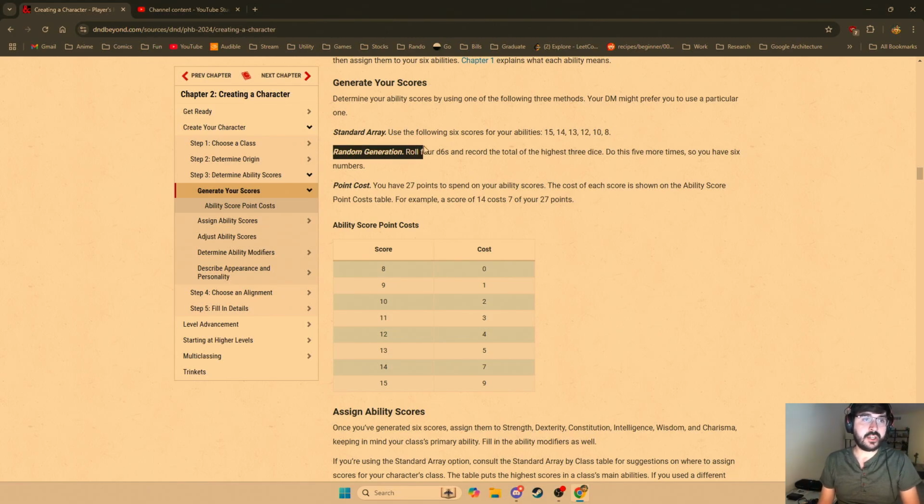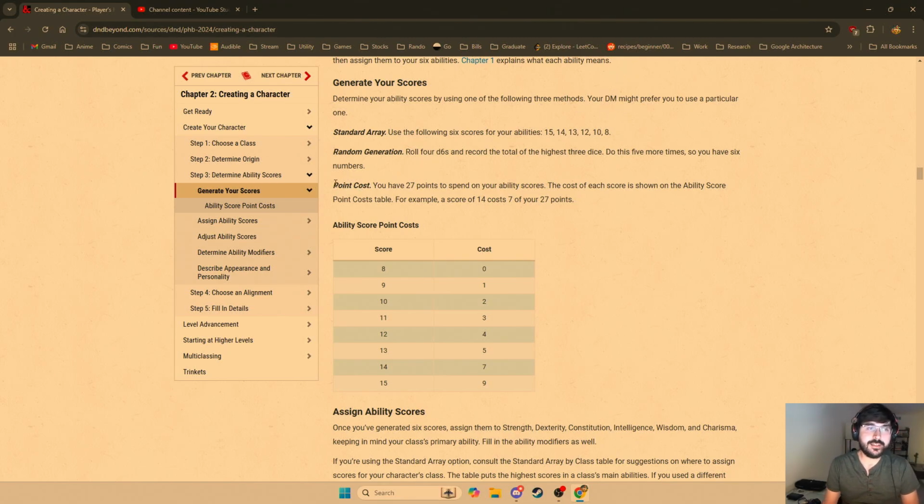There's random generation. You roll 4d6s and record the total of the 3 highest dice. And then you do that 5 more times, and then you have the 6 numbers that you're going to pick. So effectively, you will end up with potentially higher than this. But not always. It's random.